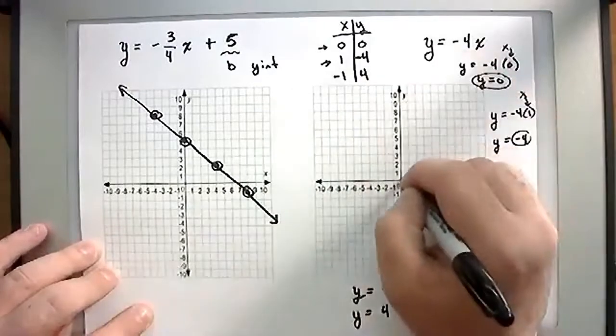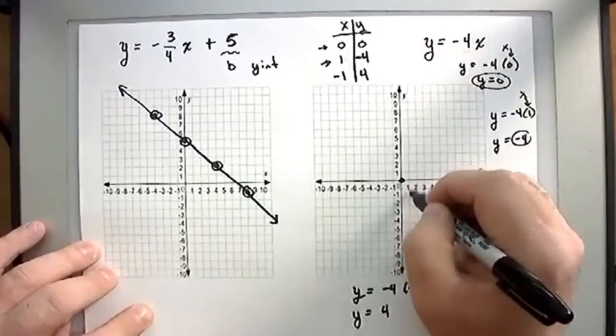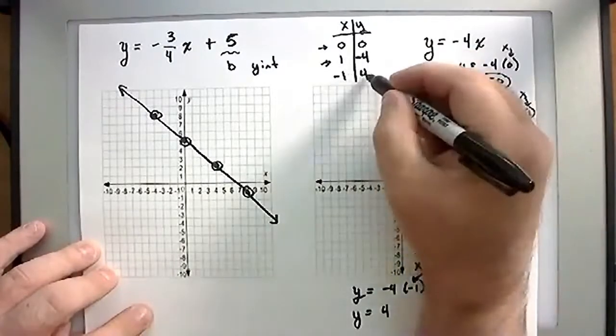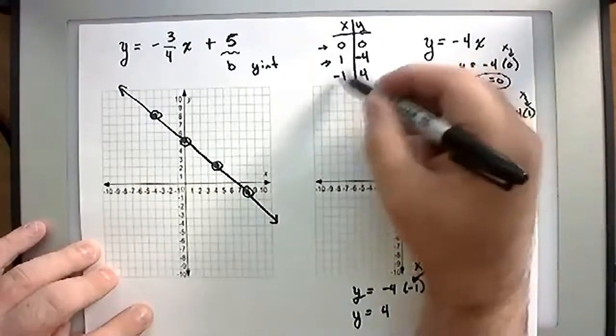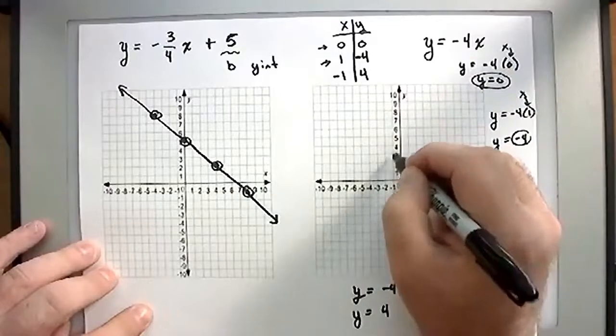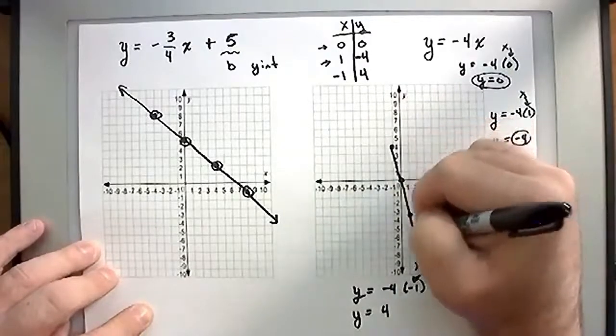0, 0, which is in the middle; 1, negative 4, which is 1 on the x, negative 4 on the y; and negative 1, 4, that is negative 1 on the x, and then 1, 2, 3, 4 on the y. Kind of a steep line here, right? But that's it right there.